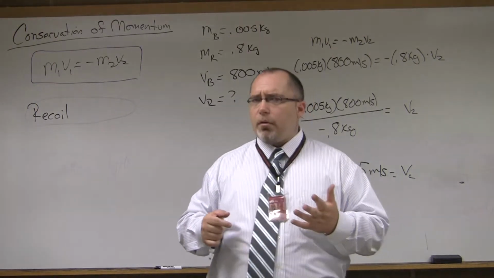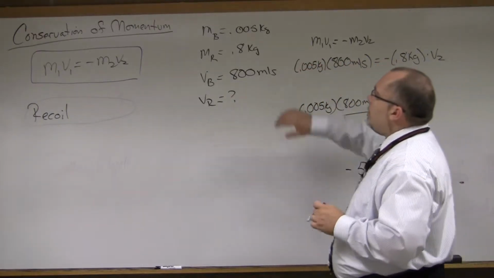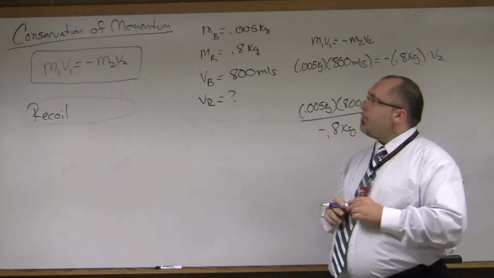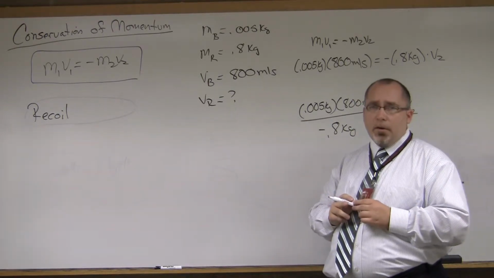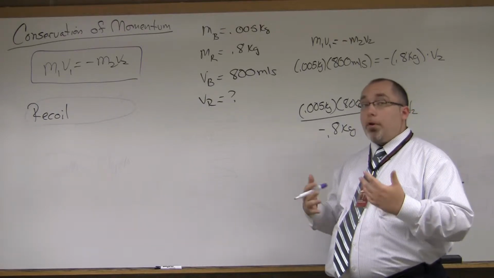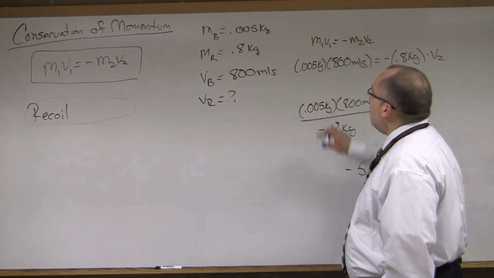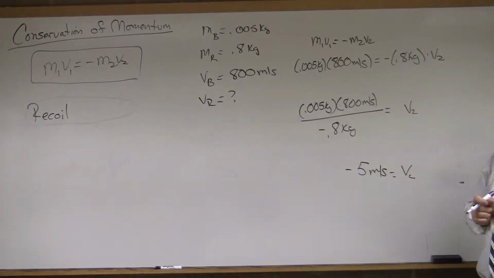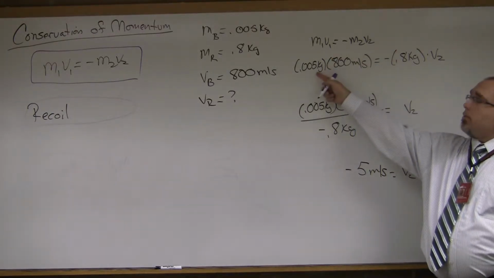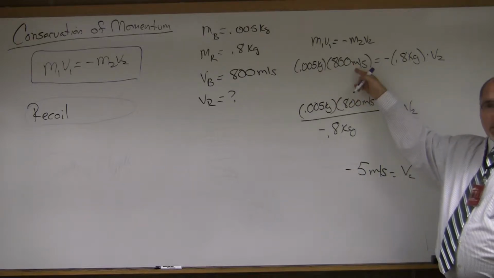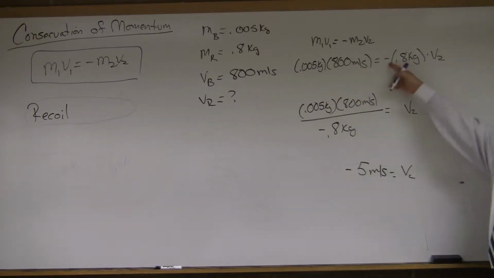So let's look at an example that will better explain that. Say I gave you that the bullet has a mass of 0.005 kilograms. The rifle has a 0.8 kilogram mass. The bullet's velocity is 800 meters per second, and we want to look at the recoil velocity of the rifle. So we look at the formula for conservation of momentum: m1v1 equals the opposite of m2v2. We'll let the ones be the bullet and the twos be the rifle. So m1 is 0.005 kilograms times v1, which is 800 meters per second, and we have the opposite of 0.8 kilograms, which is m2, times the recoil velocity of the rifle, or v2.